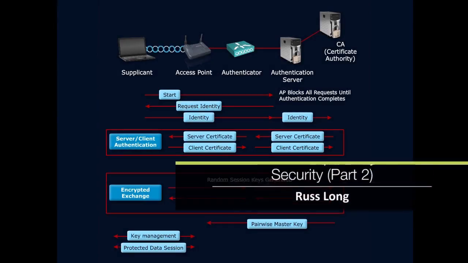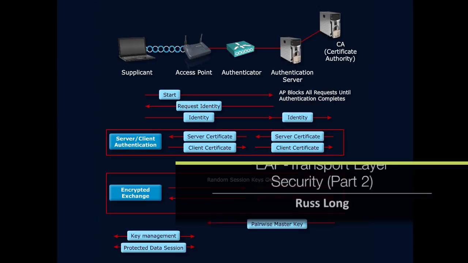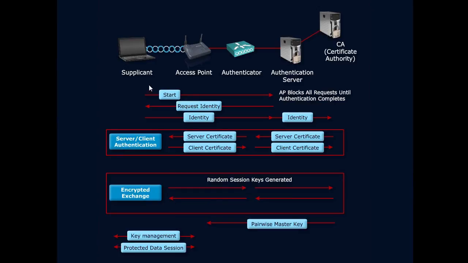So let's look at this ETLS process from beginning to end. Now, first off, you'll notice that we have an open authentication taking place here. We have the start request that lets everybody know, hey, I'm using 802.1x. I have that in play here. So this is what I'm using.